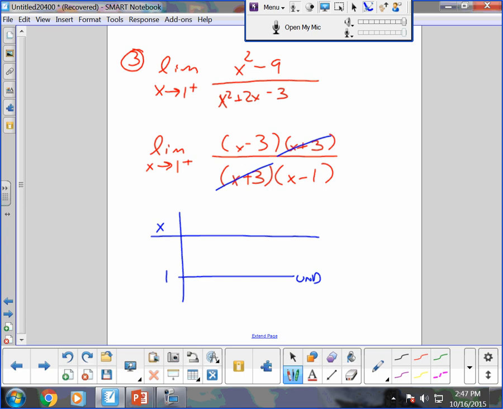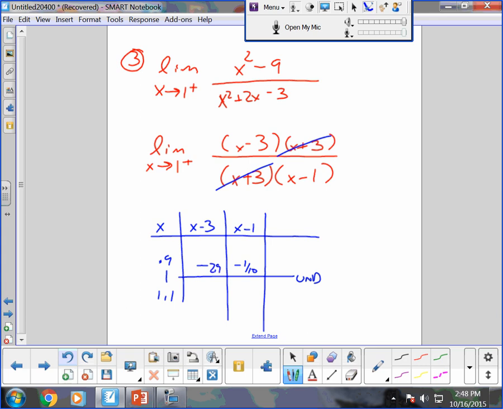So I'm going to work on 0.9 on one side and 1.1 on the other. You guys with me? And when I put in that, what you want to do is you see what happens to the bottom. Do you guys agree the top's going to be x minus 3 is going to be negative, right? When I put 0.9 in here. And x minus 1 on the bottom is going to be negative 10. Do you guys agree?